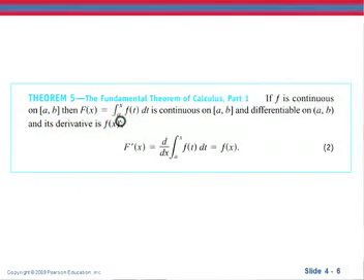Then the fundamental theorem of calculus part 1 says if f is continuous on a to b, then capital F of x, the integral from a to x of f of t dt, is also continuous on a to b, and it's differentiable between a and b. Its derivative is f of x. In other words, capital F prime of x is the derivative of the integral from a to x of f of t dt, which is actually just f of x. Notice what happened here: we took the upper limit of integration, which is x, a variable, while a is a constant, a number, and we just plugged x into f of t.